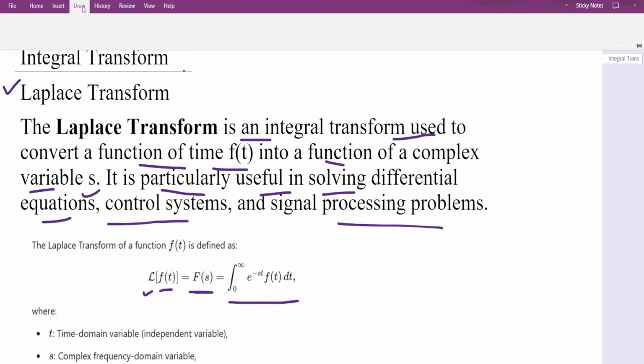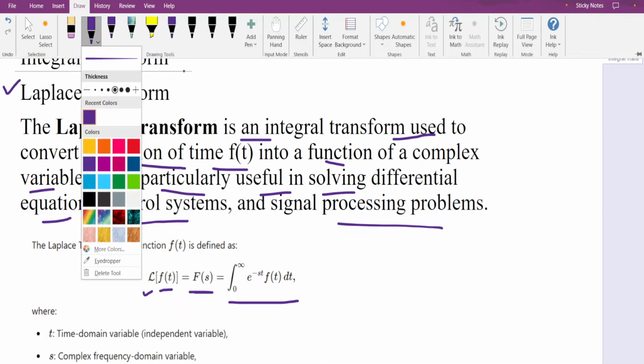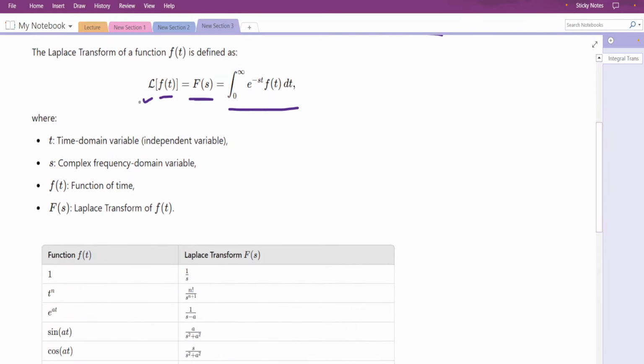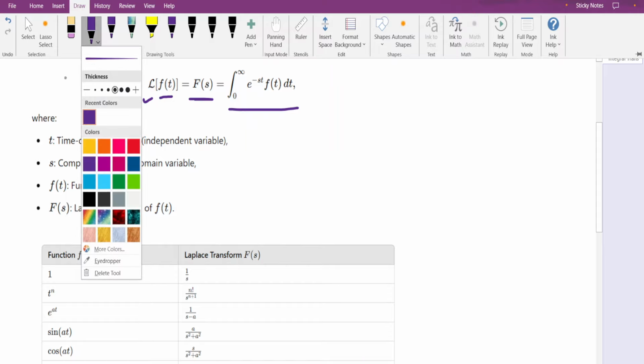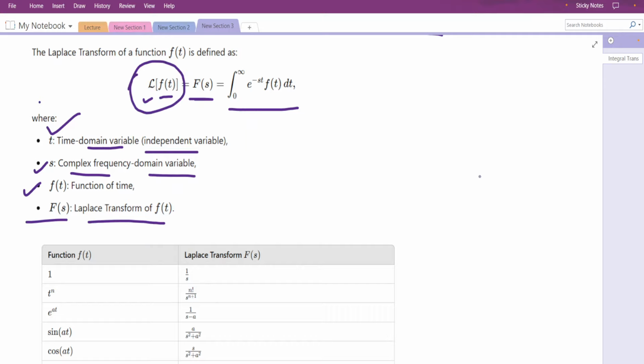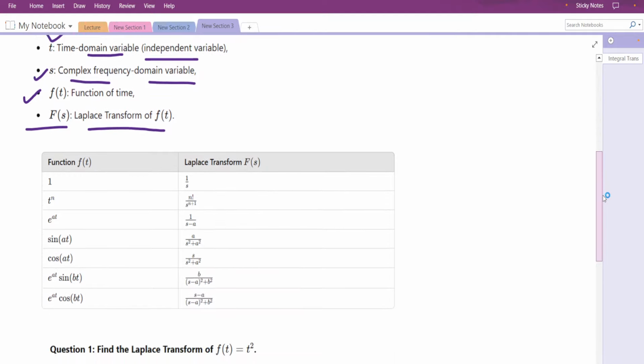Now, thereafter, we will go a little bit below this sheet. We will now try to understand a few more aspects of it. What is the t here? T is the time domain variable, which is also known as the independent variable. S is the complex frequency domain variable. F(t) is the function of time, and capital F(s) is the Laplace transform of f(t), that is L{f(t)}. Now, in order to solve questions on the Laplace transform, a few basic properties are required.